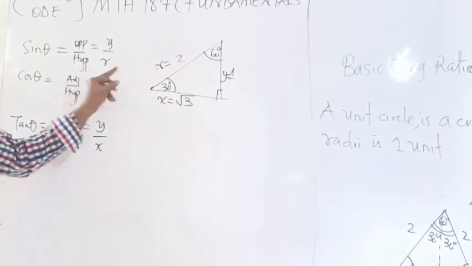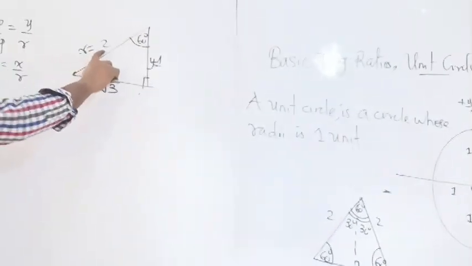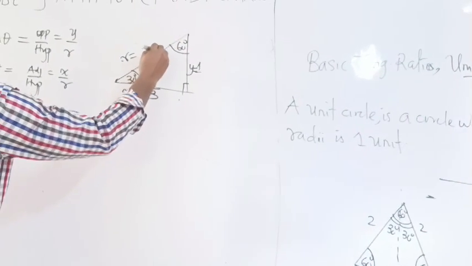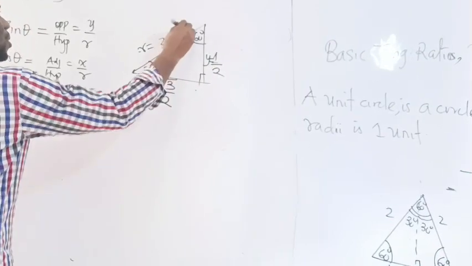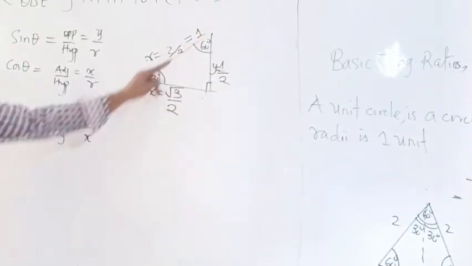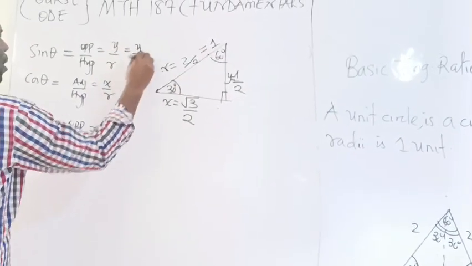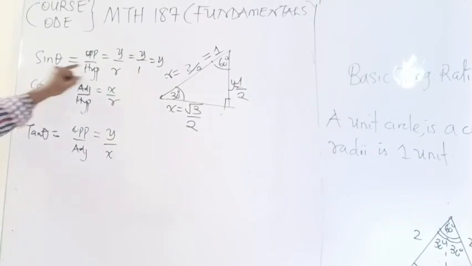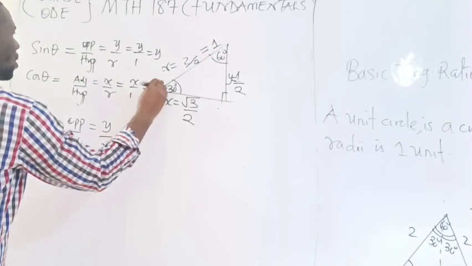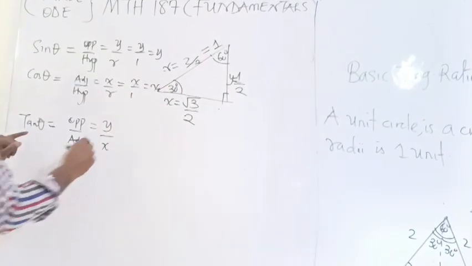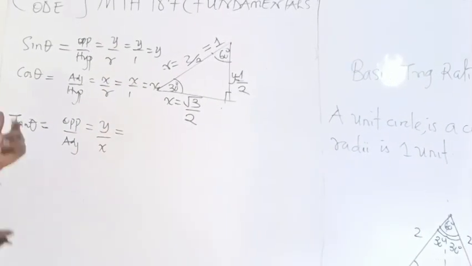Now let's see. The radius is 1 in the unit circle. So all I need to do is just to make the radius 1 here. So how do I make the radius 1? I could divide all sides of the right angle triangle by 2. Once I do that, I get a 1 for the radius. So this turns out to be y, and the radius is just 1 here. So you are free to imagine sine theta to be y, and the cosine is x, since the radius is 1 here. You are free to imagine cosine to be just the x axis. Then the tangent, I have y over x, and that's it.